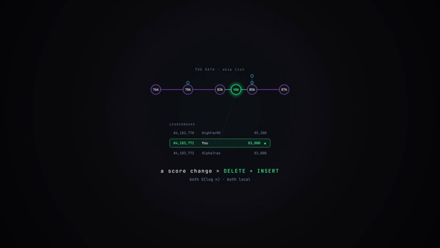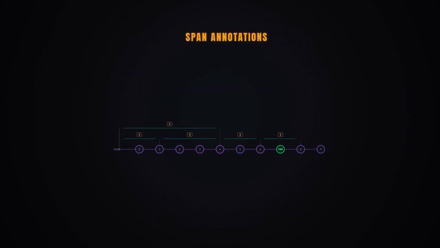The rank is the interesting part. Store one extra number on each forward pointer: how many bottom layer nodes that jump skips over. Now walk the normal search path from the top and add up the numbers on the jumps you take. By the time you reach the player, that running total is their rank. Log n even with 10 million players.